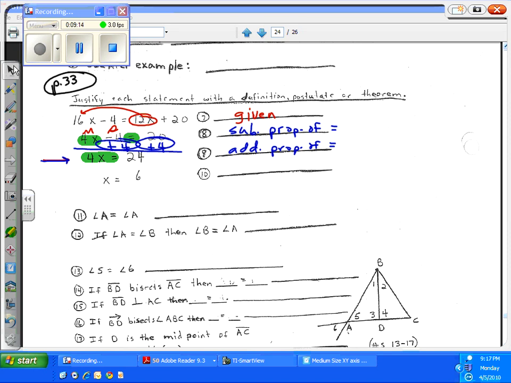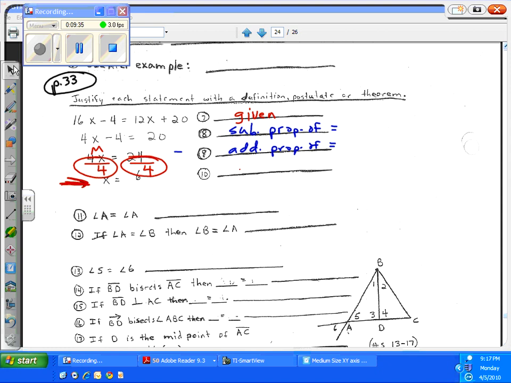Any questions on that? And now we need a reason for this statement. If we continue the concept of undoing, then you would know that we would need to undo multiplication by division. So this is a result of having divided both sides by 4. So it is a result of the division property of equality. Any questions there?